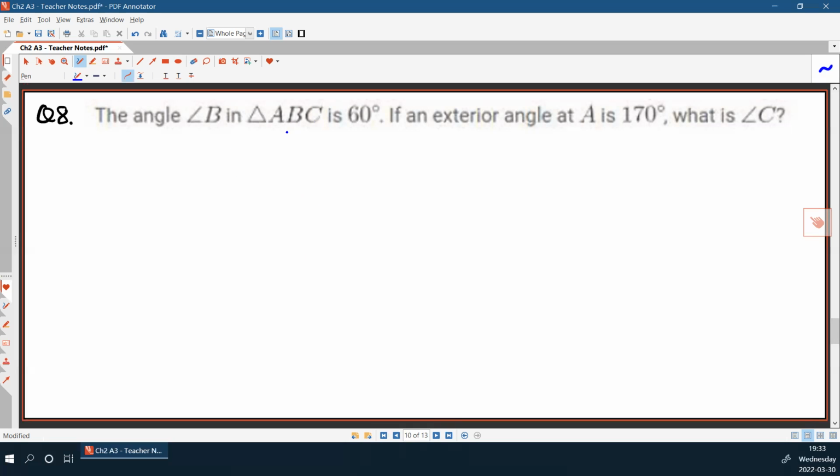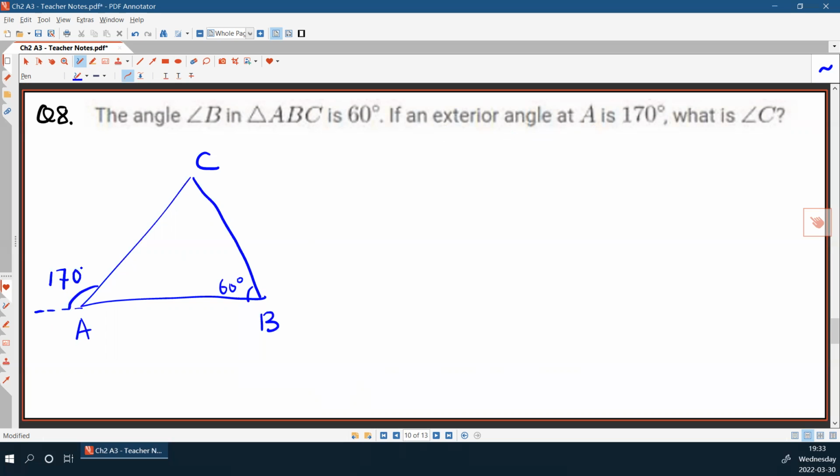Angle B in triangle ABC is 60 degrees. If an exterior angle at A is 170 degrees, what is the angle C? Okay, in geometry, it's better to draw a diagram to help us understand this problem. So let's draw a triangle here. Let's call this ABC. And we know the angle B in ABC is 60 degrees. So basically here is 60 degrees. We also know that an exterior angle at A is 170 degrees. So that means this angle here is 170 degrees, right?